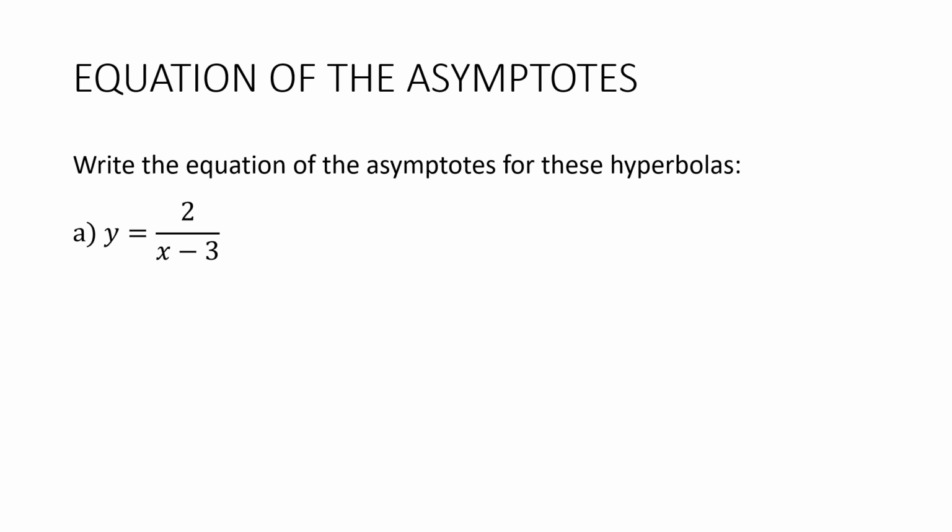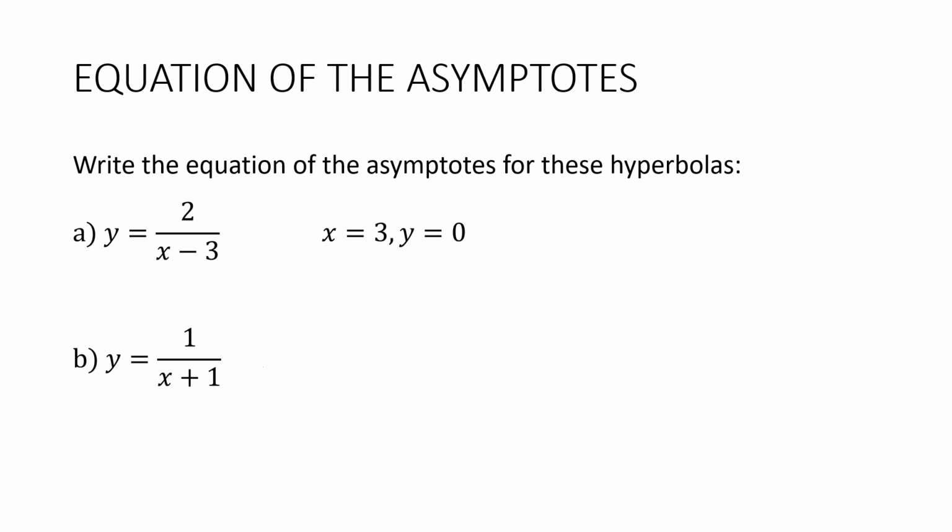Let's have a go at writing the equation of the asymptotes for these hyperbolas. So we've got y is equal to 2 divided by x minus 3. Now, it's pretty easy to figure out the equation of the vertical asymptote. x can't equal 3 because we can't have a denominator of 0. So there's our vertical asymptote. Now, for the horizontal asymptote, y can never equal 0 because there's no value of x that is going to make this fraction into 0. So the equation of the horizontal asymptote is y is equal to 0.